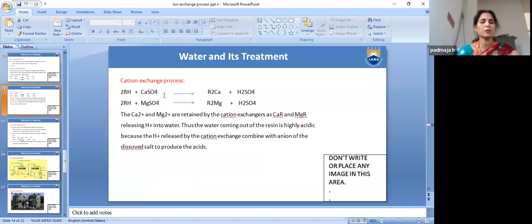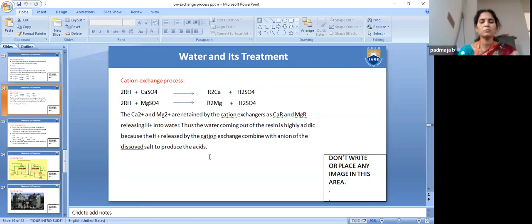So I gave two more examples here. That is the water containing calcium sulfate and magnesium sulfate. Here also the Ca2+ are exchanged with the H+ ions present in the cation exchange resin. So we wrote here R2Ca + H2SO4, which means the water is containing H2SO4, acidic. The water is acidic here, H2SO4.